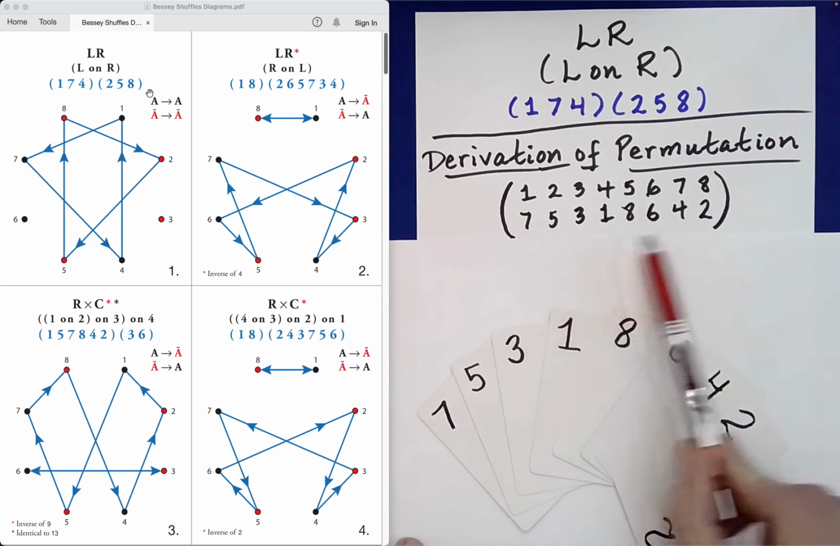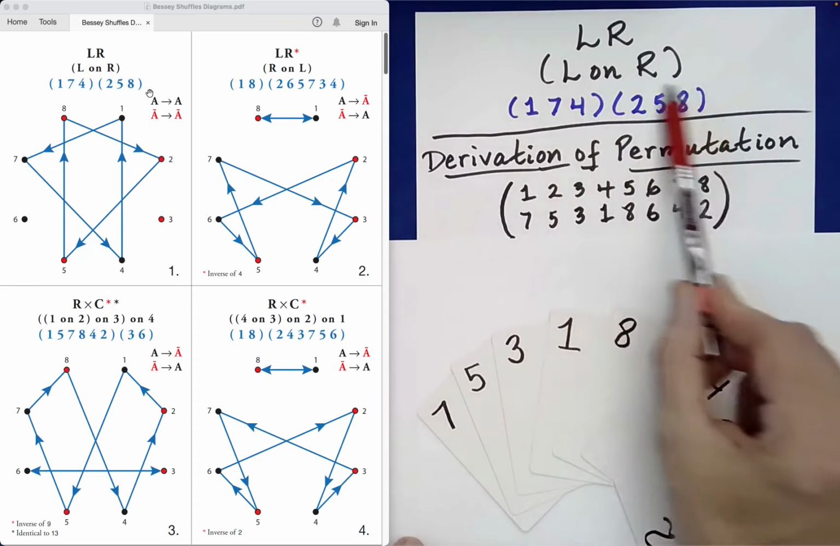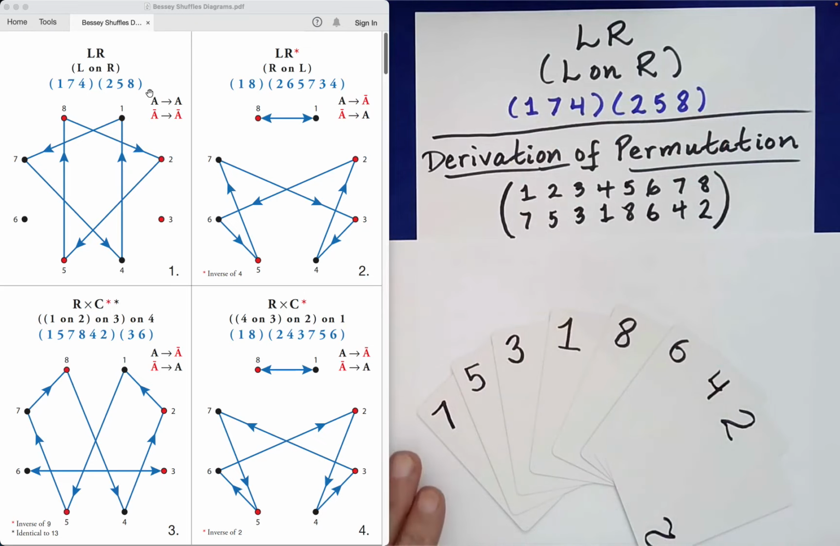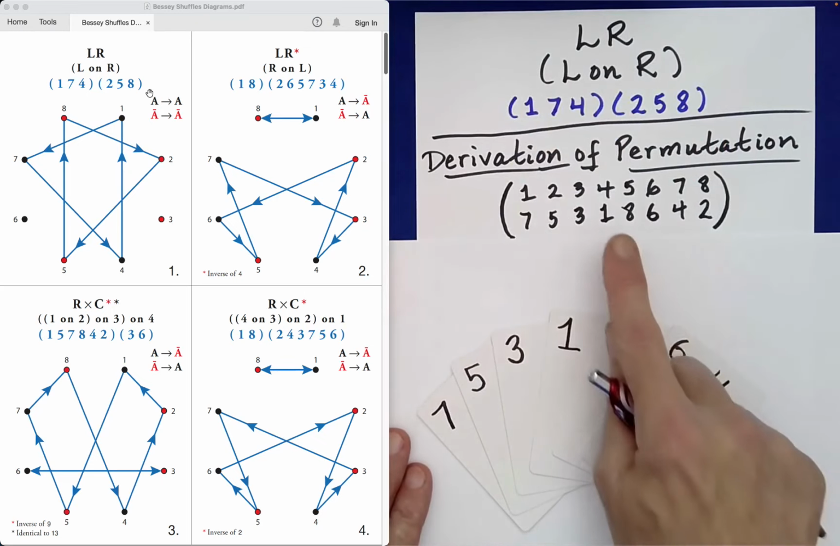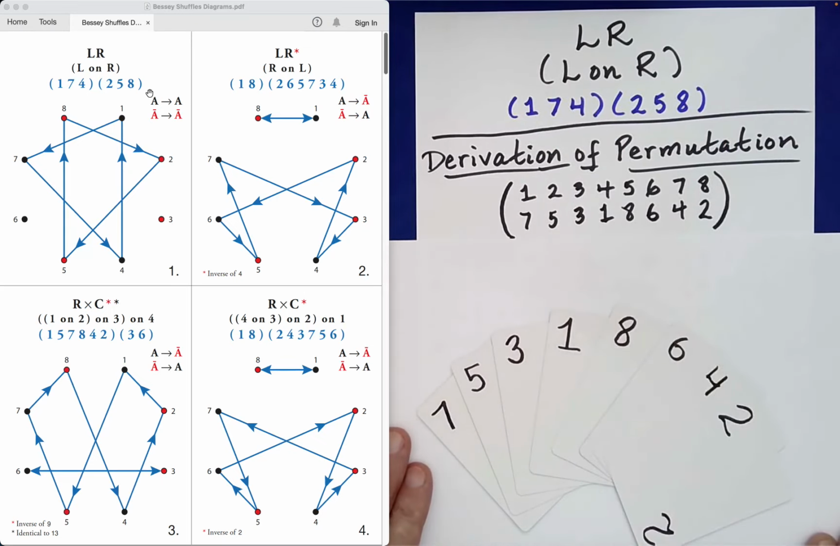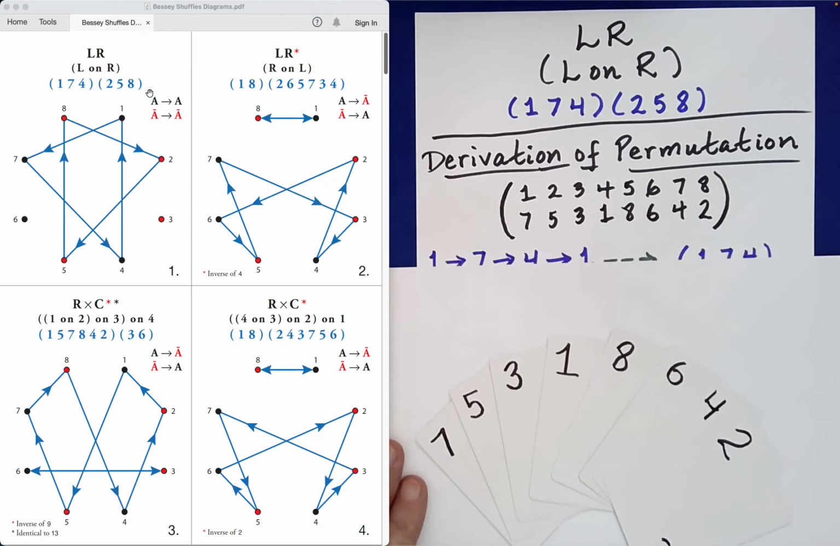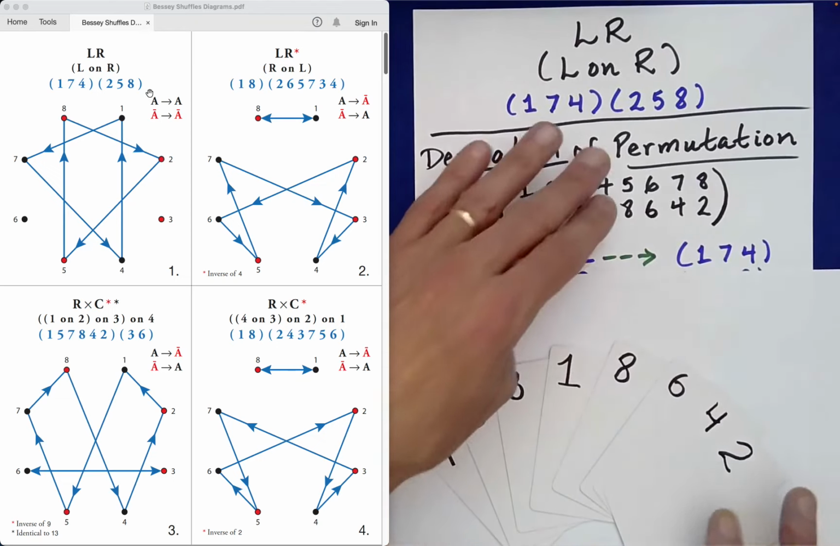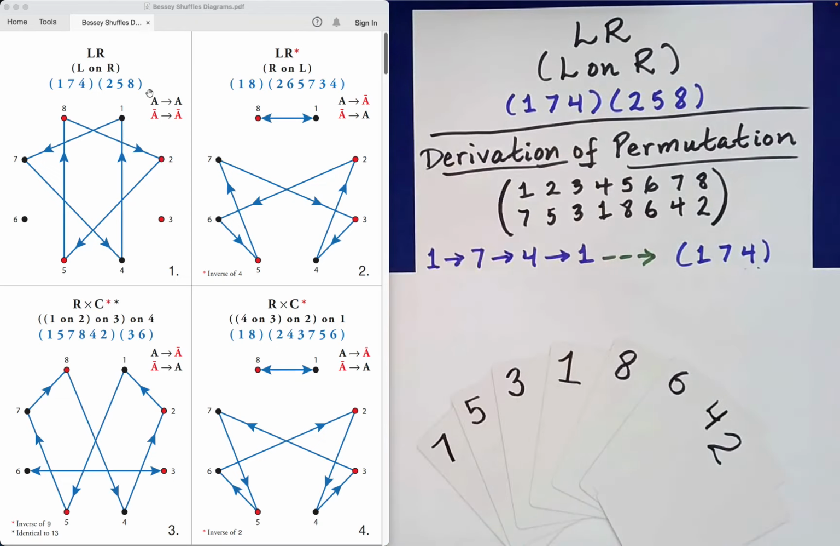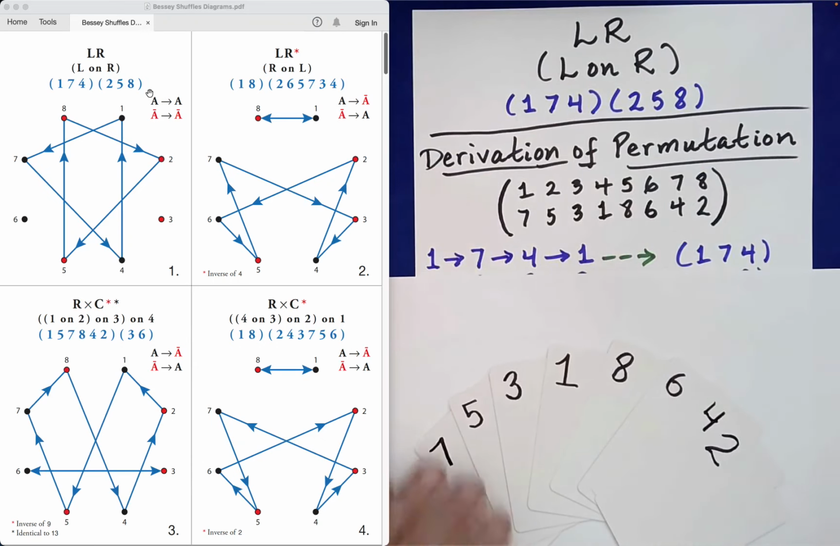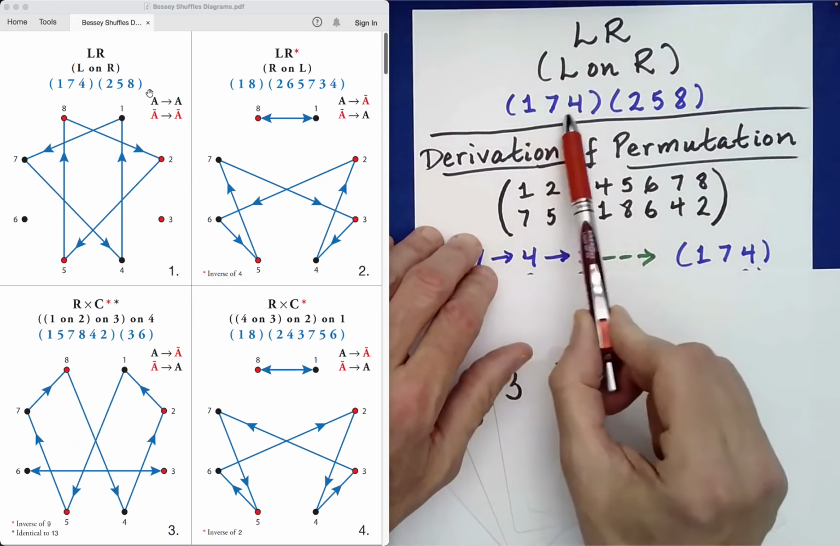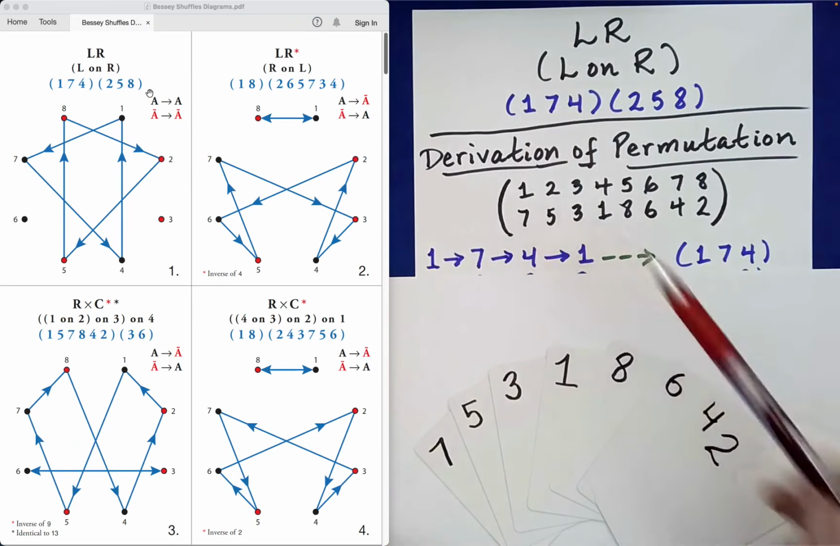Now, this isn't what we have up here. We have something far more compact. So what we do is we change this two-line notation into something called cycle notation, or in other words, one-line notation. This is far more compressed and succinct. Okay, so the way that you get the one-line notation, the way that I got the 174 up here, you just read it off here.